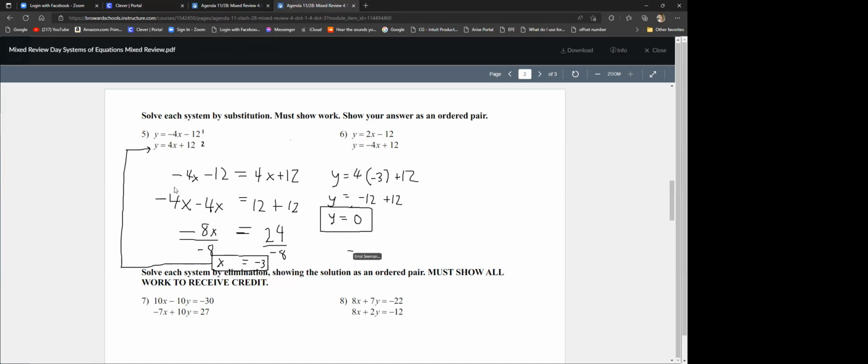There's your x and y. Negative 3, comma 0. See this part right here? Show your answer as an ordered pair. There's our ordered pair. Negative 3, 0.